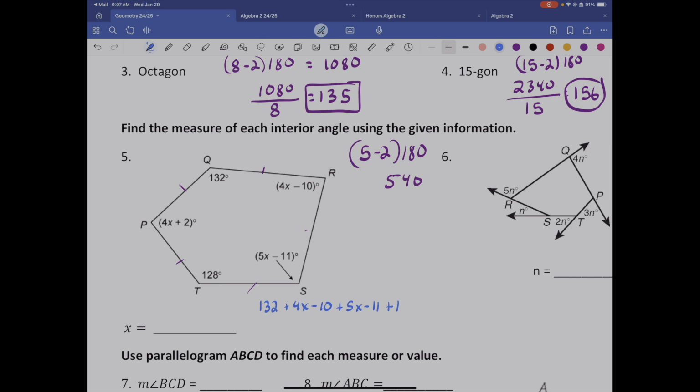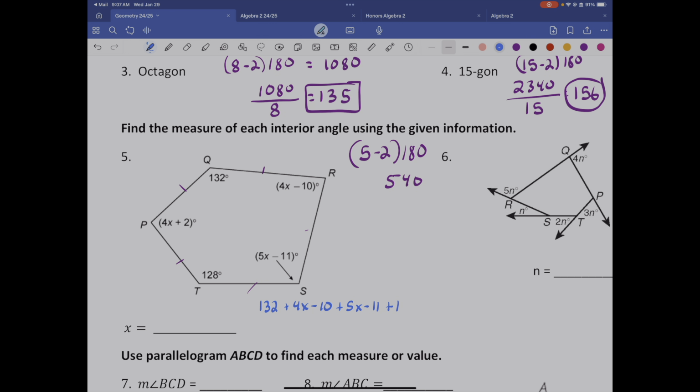So by rule, consecutive angles have to add up to 180. I know this one from question number 7 is 108. So 180 minus 108 is 72. That's the measure of both of those angles together, 72 degrees.